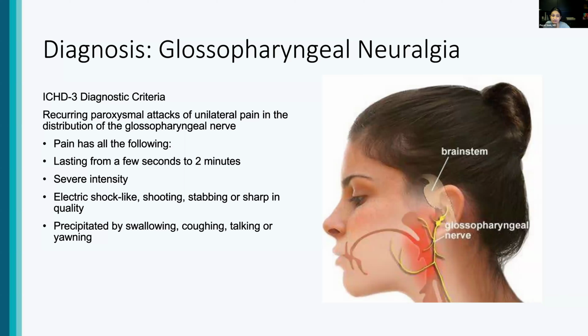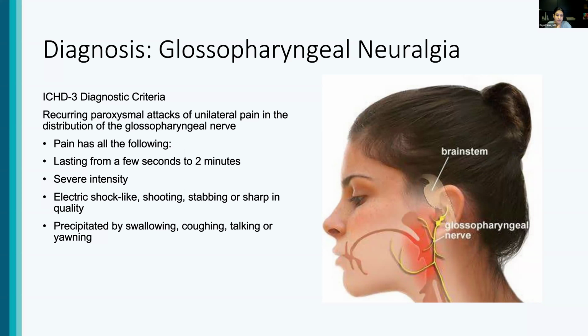The diagnostic criteria here are fairly similar when we compare them to the trigeminal neuralgia diagnostic criteria. Again, you can get these recurring paroxysmal attacks of unilateral pain that are in the distribution of the glossopharyngeal nerve, so that's really in the back of the throat or the back two-thirds of the tongue. The character of the pain is very much like the trigeminal neuralgia type pain. It lasts from a few seconds to 2 minutes. It's severe, electric, and shock-like, but it has a few other triggers as opposed to the touching-the-face trigger.